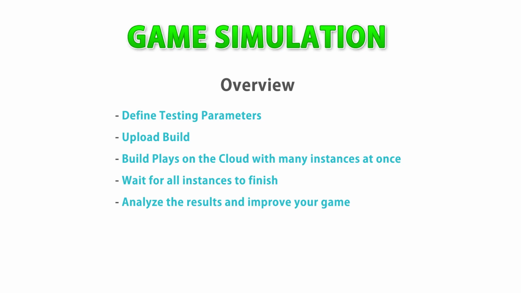Alright, so that's the overview of how Unity Game Simulation works. You make your game, then you define some parameters you want to test, you make a bot to play your game using any of the three methods, then you upload the build to the cloud and define the parameter combinations you want to test, you'll let the cloud run the build insanely fast with tons of instances running in parallel, and then when it's done, you analyze the results and apply them to improve your game.